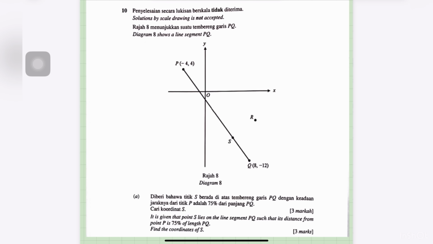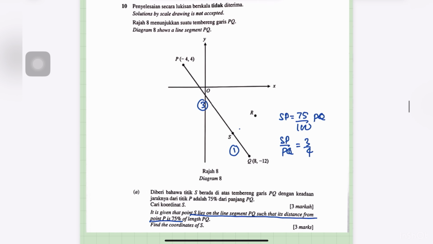Okay, so ayat ni, point S lies on the line segment PQ such that its distance from point P is 75%. So its distance, so maksudnya SP lah. So SP 75 over 100 PQ. Okay, so SP over PQ equals to 3 over 4. So SP 3, okay, PQ 4. PQ yang 4, so PS dah 3. So this one 1 lah. Okay, so kita dah dapat ratio dia.